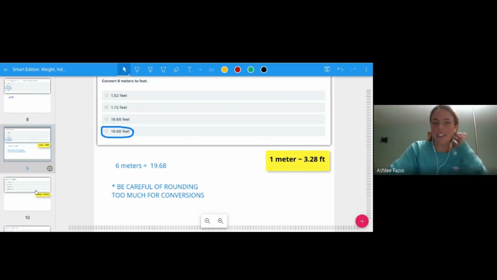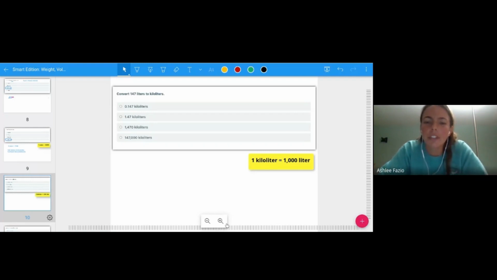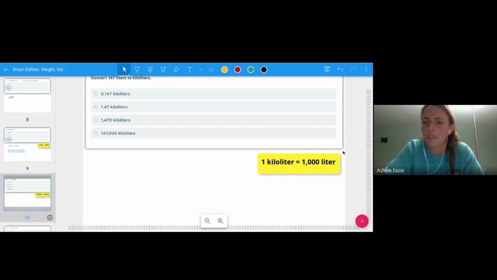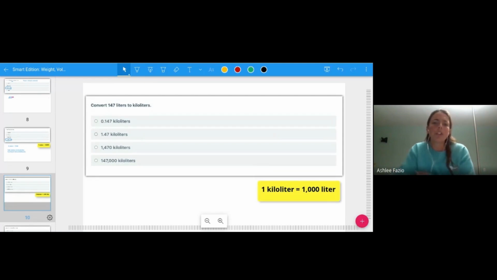Cool. All right. So again, this question, I'll give you the straightforward way to do it, and then I'll give you a little trick to have in your back pocket for these types of conversions, so you won't have to necessarily memorize all of them. So we have to take 147 liters and convert this to kiloliters. I have my fact over here: 1 kiloliter is 1,000 liters.